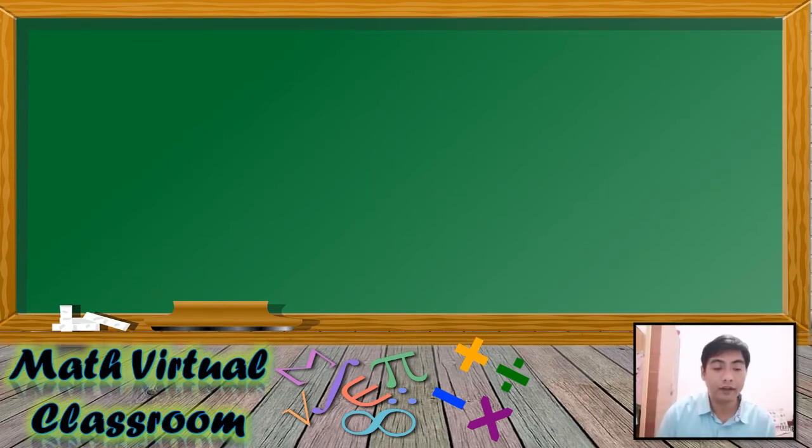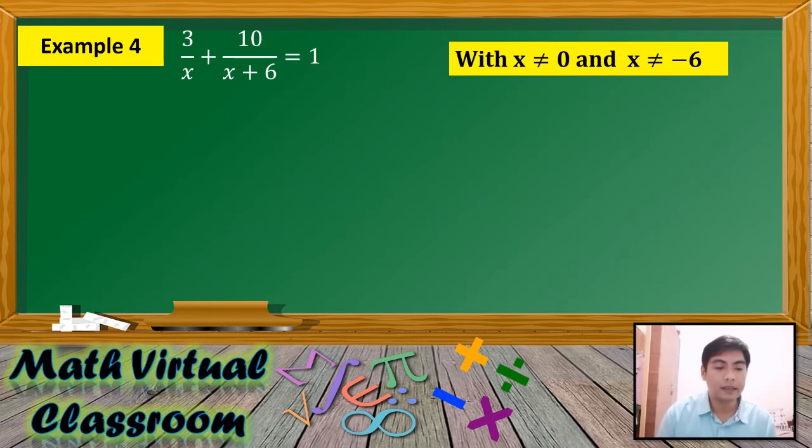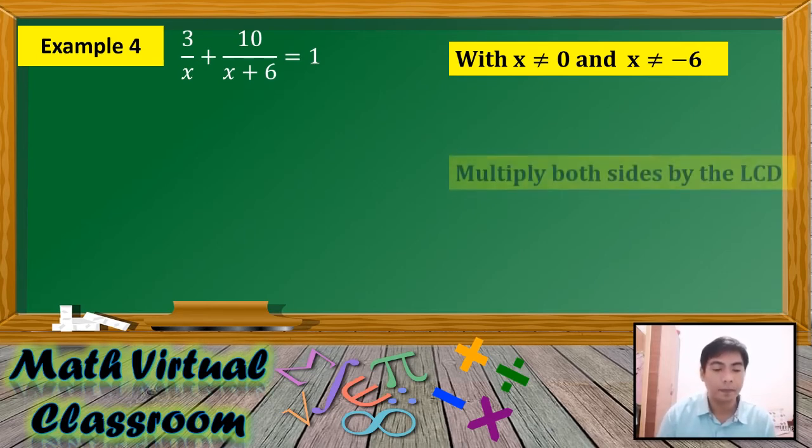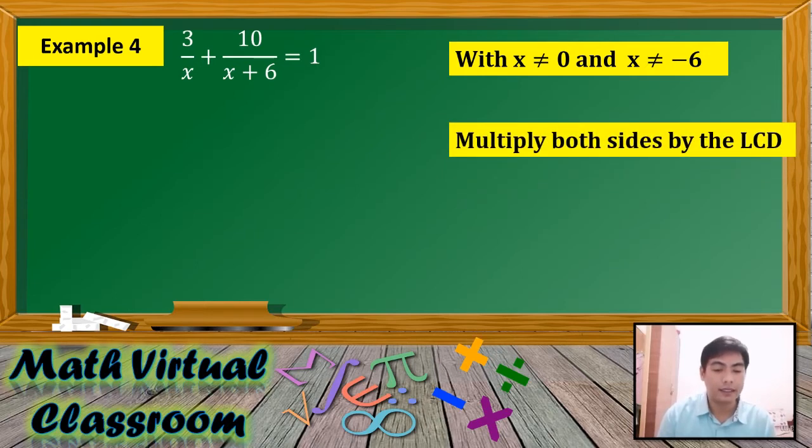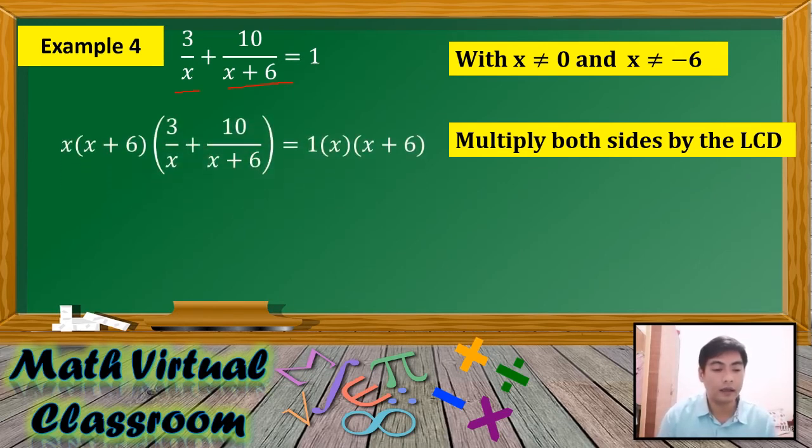Let us have another example. 3 over x plus 10 all over x plus 6 equals 1, with x not equal to 0 and x not equal to negative 6. How are we going to solve equations involving rational algebraic equation? We multiply both sides by the LCD. Usually, the LCD are the denominators of the given equation. So let us try to multiply the equation by the denominators x and quantity x plus 6.